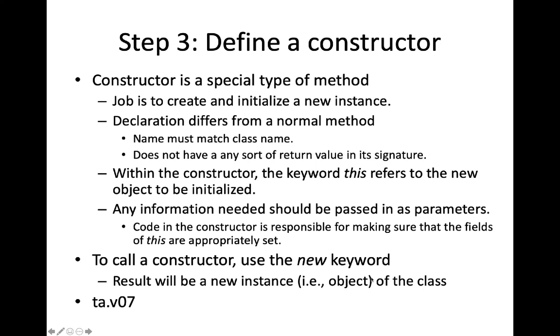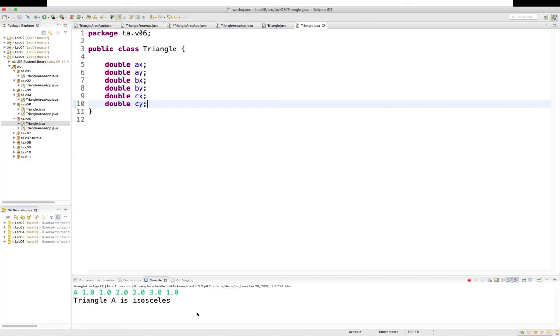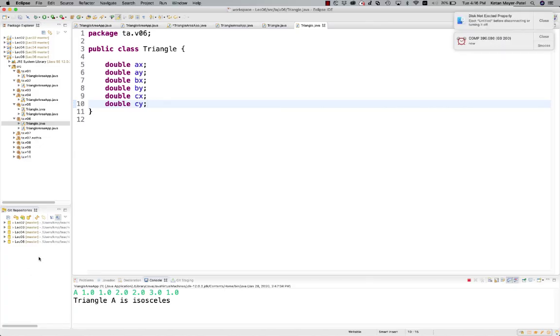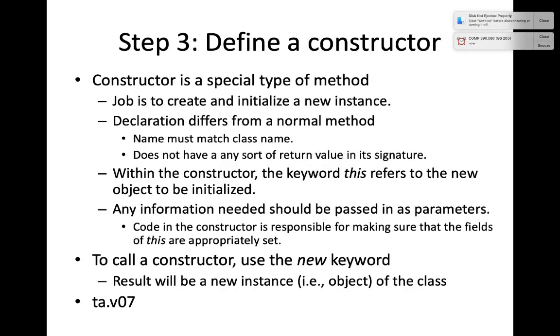All right, so we can provide information to a constructor through parameters to the constructor so that it can do its job. Right, so any information needed by the constructor needs to be passed in as parameter values to the constructor. Right. So let's get an example so we can see exactly how this works.